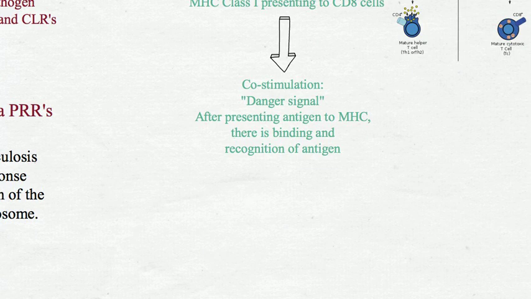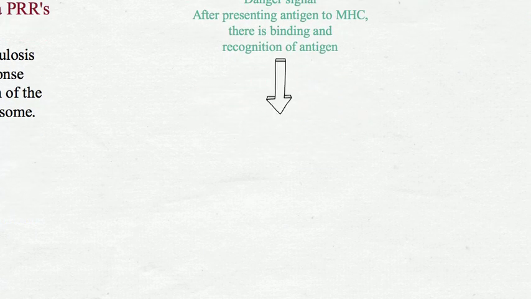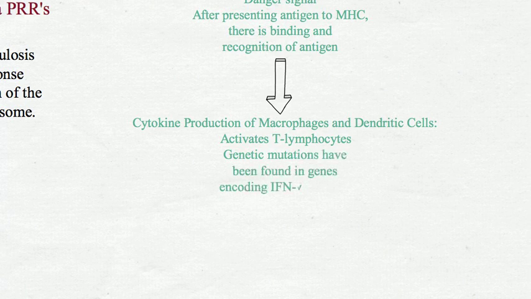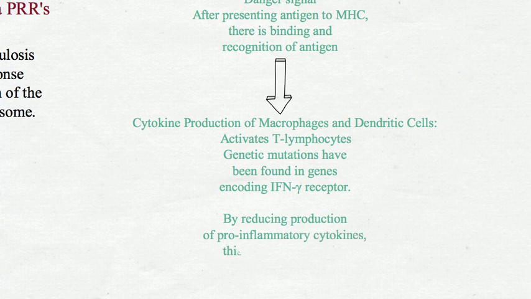Cytokine production of activated macrophages and dendritic cells is important in order to stimulate T lymphocytes. In patients with recurrent tuberculosis infection, genetic mutations have been found in genes encoding an IFN receptor, which is key in receptor signaling of macrophages and dendritic cells. Reduction in the production of pro-inflammatory cytokines can result in a delay in antigen-specific T cell immunity.